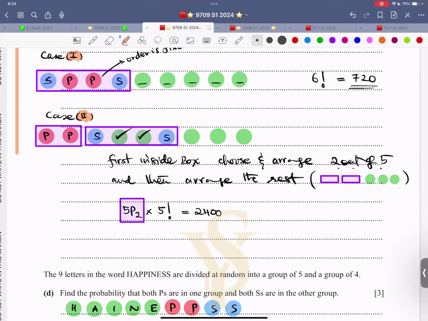This is for the 2 green thing. So the 2 green thing, that is what is happening. The position of these 2 is already fixed. So this S is fixed in its position. This S is fixed in its position. For these 2, we are writing 5P2. Got the idea? And 5 factorial. What is the 5 factorial for? The 5 factorial is for 1, 2, 3, the box 4, and this 5. That is 5 factorial for that.